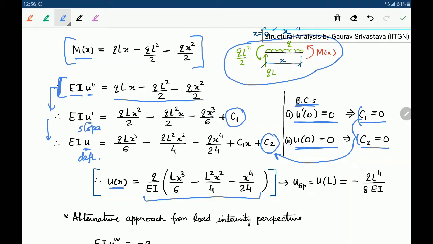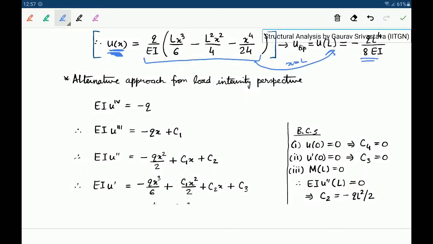And then let's say if we have to compute the tip deflection, we can evaluate this function at x equal to L, and that basically gives us the deflection. So basically we can evaluate this function u of x at any x, and that will give us the deflection at that point. Similarly, we can evaluate this function u prime of x at any x, and that will give us the slope of the beam at any particular point.